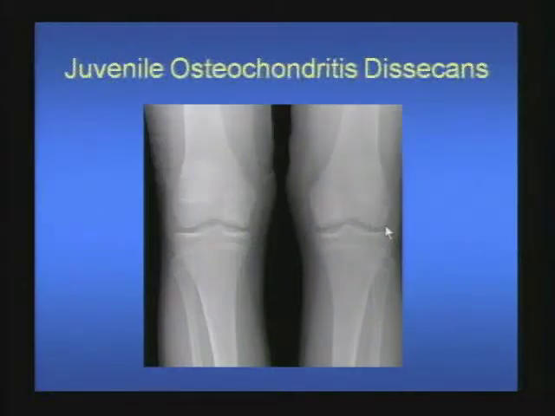Next is another common case encountered in our practice in a child presenting with lower extremity pain: juvenile osteochondritis dissecans. This is a classical case of bilateral juvenile osteochondritis dissecans with an osseous defect in the lateral aspect of the medial femoral condyle bilaterally, more so on the right side, with some sclerosis of the subchondral bone.